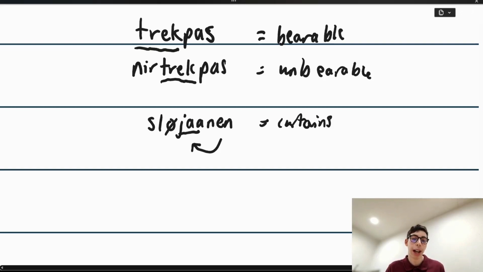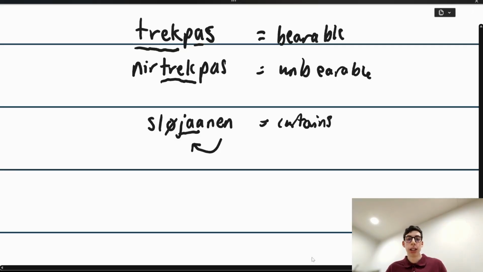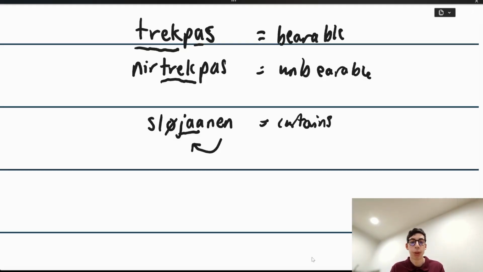There's no need to keep going left, we found our stressed syllable. In the word trekpas, pas has a short vowel, so it's not stressed. And trek is our first syllable. So even if trek doesn't contain a long vowel, we can't keep moving left, like we physically can't keep going, there's no more syllables. So we are forced to make the first syllable stressed. So if there are no long vowels in the word, the first syllable is going to be stressed.